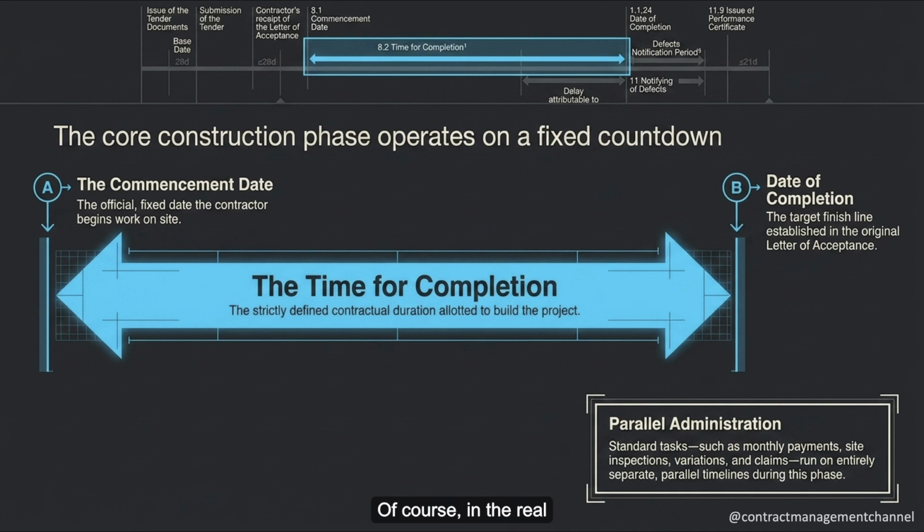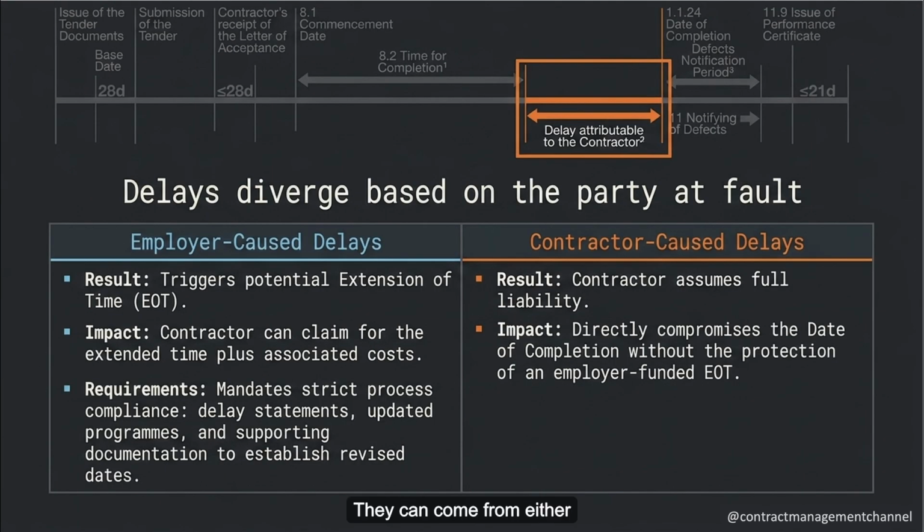Of course, in the real world, delays happen. They can come from either side, employer or contractor. Where the employer causes a delay, the contractor may be able to claim an extension of time, along with the costs tied to that extended period. That's a whole process on its own: delay statements, an updated program, supporting documentation, all to establish the revised completion date and the cost involved. I'll probably make a separate video just on extensions of time down the line.